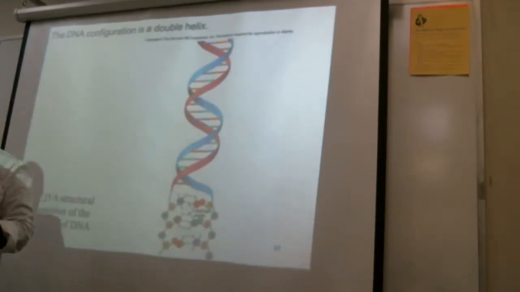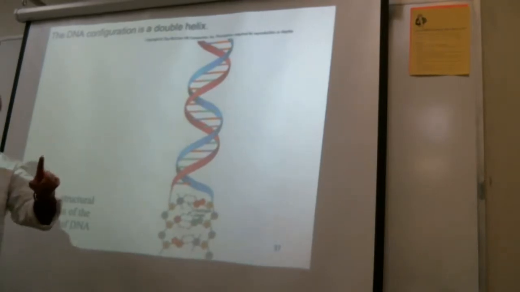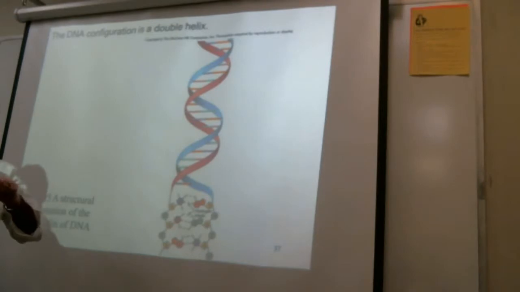But now one of the things that you'll notice is that you always have a double ring structure on one side, and on the other side is a single ring structure. So a purine always hydrogen bonds to a pyrimidine. Does everybody see that in that picture? If you look on the other side, it's always a double ring and a single ring.